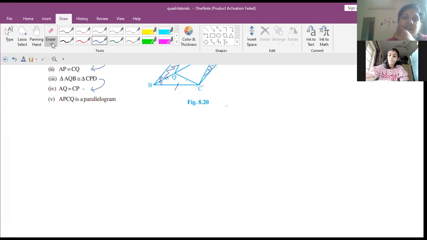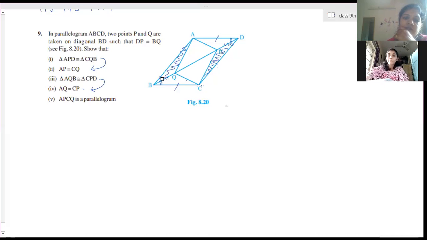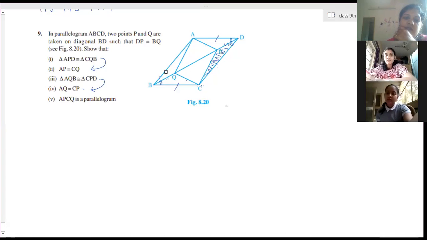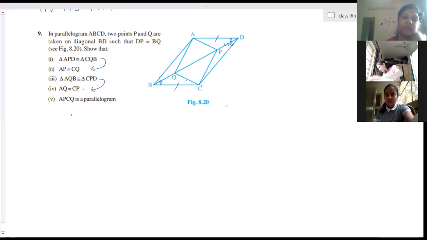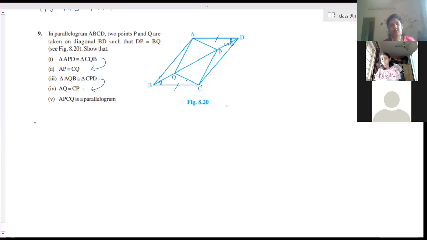And try. Write down the given things first. Ma'am, in exams, the questions from this chapter are of 4 marks. Yes. These are 4 markers. This question is for 4 marks. They have asked multiple times. Ma'am, given is only two things. It is a parallelogram and DP is equal to BQ. To prove all these 5. No construction.